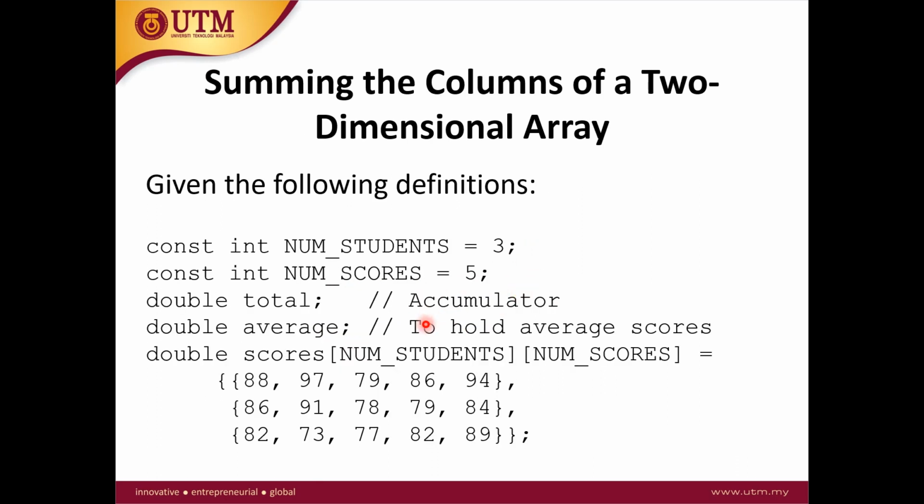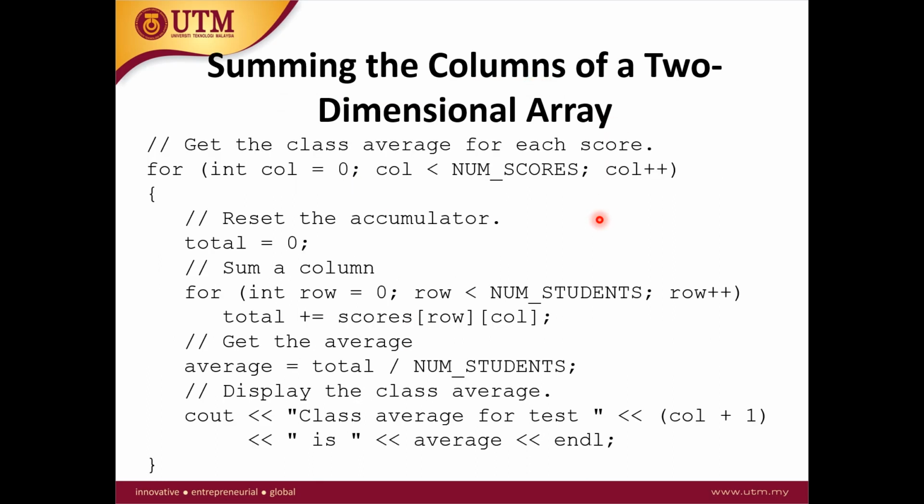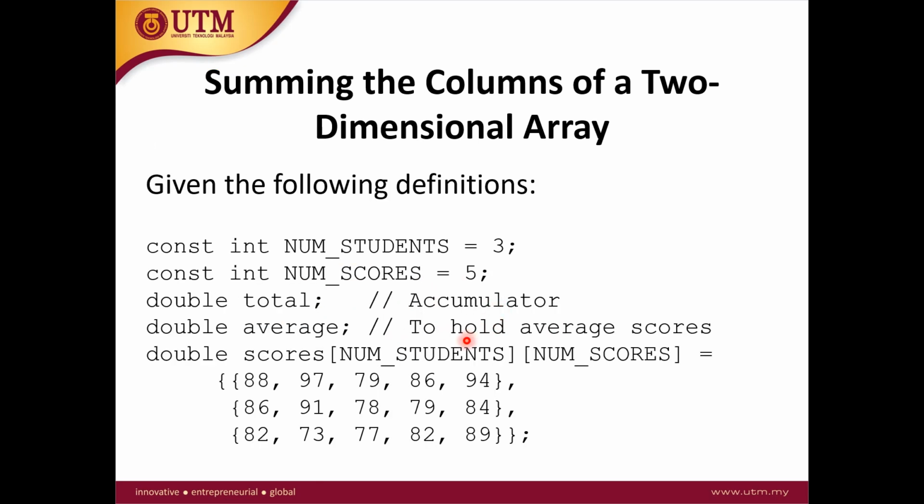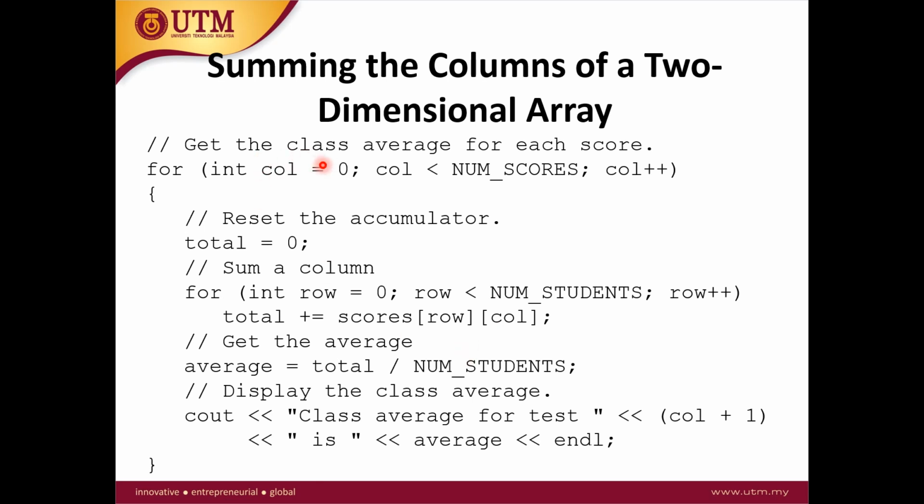Based on the previous example, if you want to sum only the columns of a two-dimensional array, instead of starting with the rows first, we are going to start with the columns first. For the first column, the rows are going to be calculated. So this one iterates one time, while this one is going to be iterated based on the number of the rows, which is going to be 3. So for each column, all 3 rows are going to be calculated.